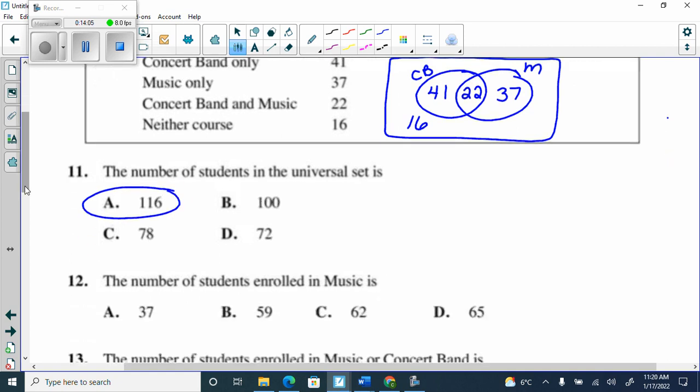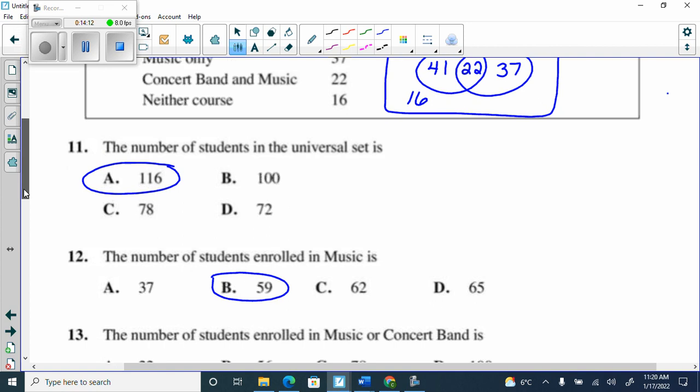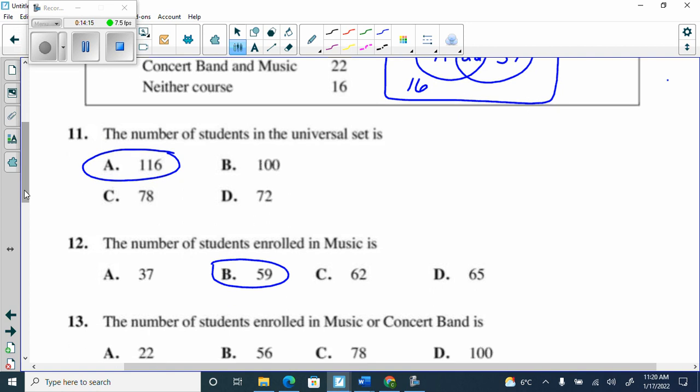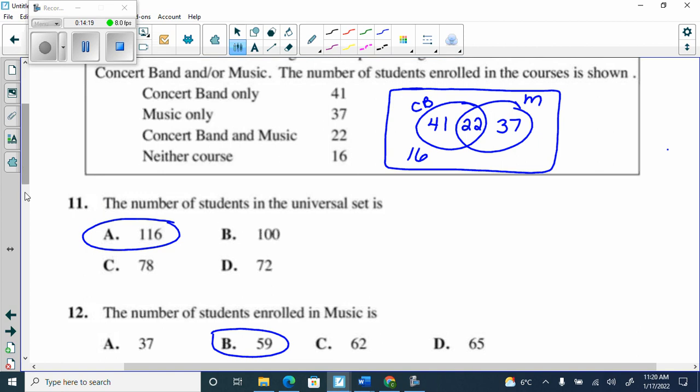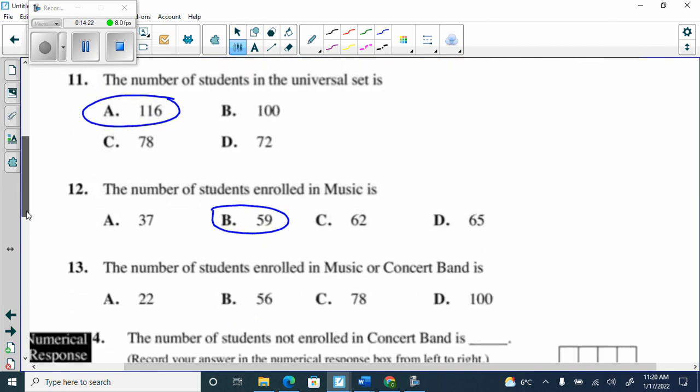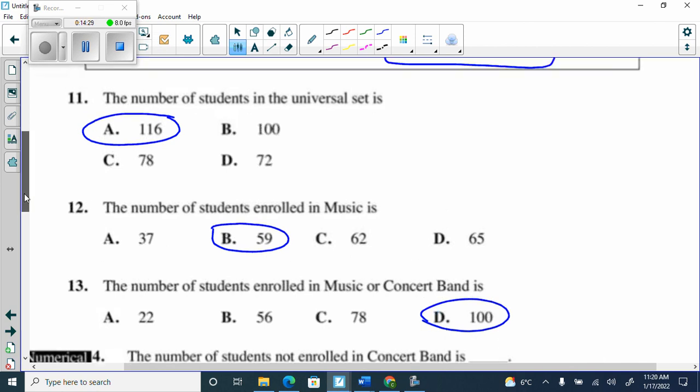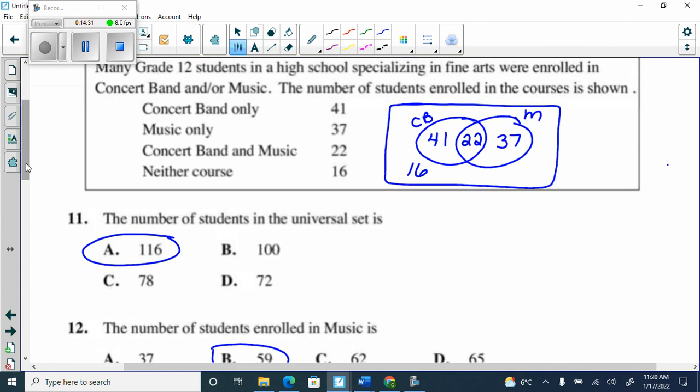The number of students enrolled in music, so I have to add the 2, so it's 59, 22, and 37. The number of students enrolled in music or concert band is 116 minus 16, because or is the whole snowman. So it's going to be 100. The number of students not enrolled in concert band. So if I count up concert band, it's 63. So I do 116 minus 63, and I get 53.